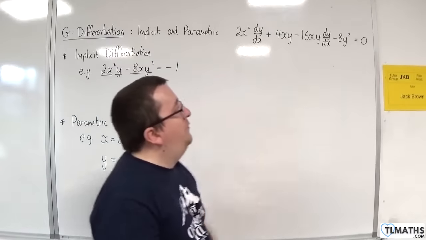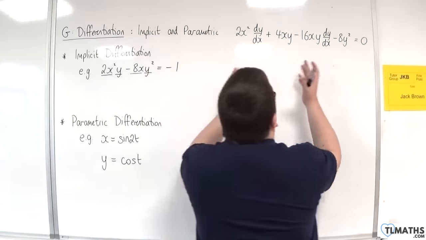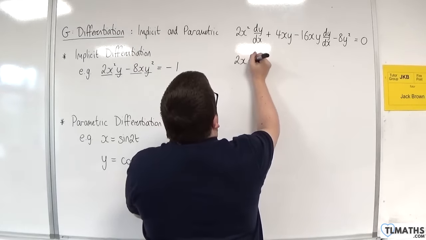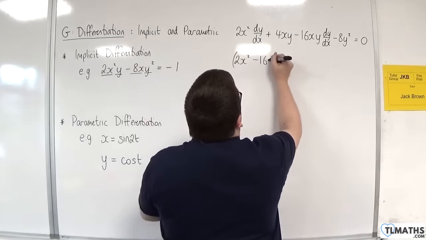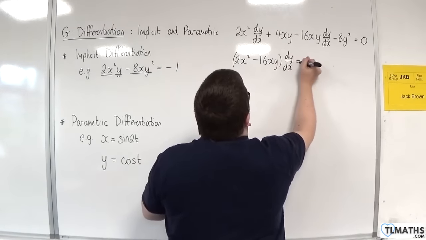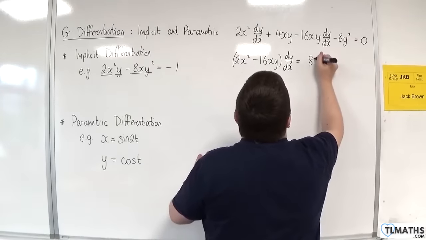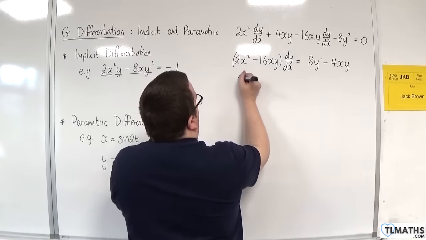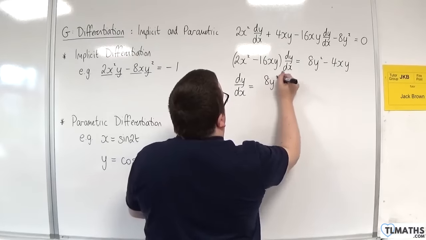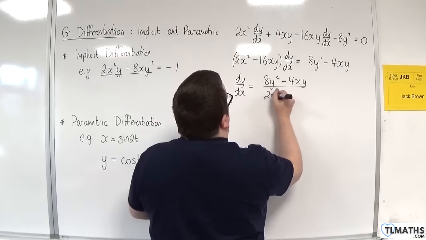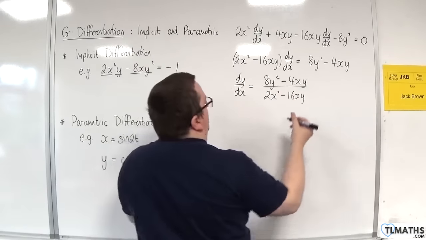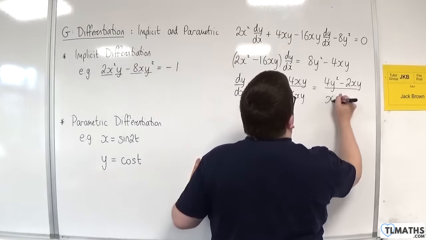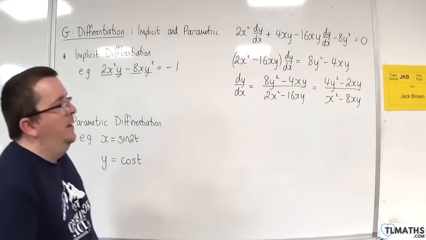So now from here, if I wanted to find dy by dx, I would group like terms together on the left-hand side. So dy by dx is on the left-hand side, everything else can move to the right. So I'll factorise the left in the same line: 2x squared take away 16xy, dy by dx. And the minus 8y squared can move to the right-hand side, and the 4xy can move to the right-hand side as well. Okay? And then I can divide through by this bracket. So dy by dx would be 8y squared take away 4xy over 2x squared minus 16xy. And of course, you can divide top and bottom by 2, or you could have done it earlier. That's fine: 4y squared take away 2xy over x squared minus 8xy. So that's your dy by dx.